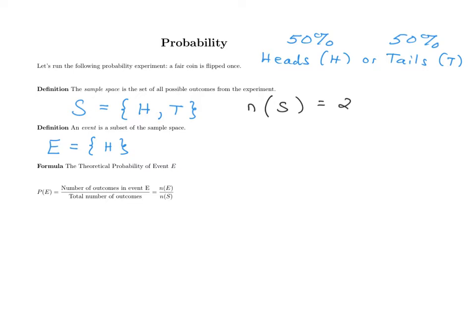Oh, maybe I'll write down the number of things that are in the event. This is the number of things inside the set. And there's only one, so the number of things in there is equal to 1.